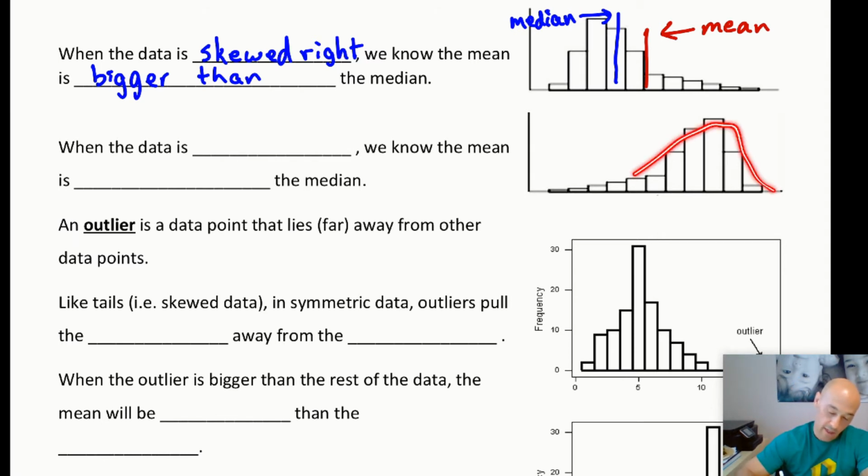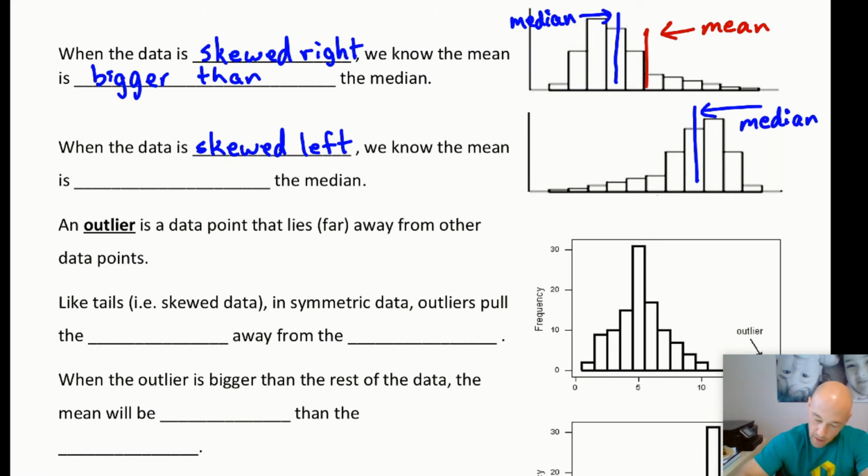Here we have data that has this tail out to the left, so it is skewed left. We know the mean is blank the median. Well, that's going to be opposite. So here, the median is right about there. And the mean will be pulled out away from the majority of the data so that the mean is smaller than the median.